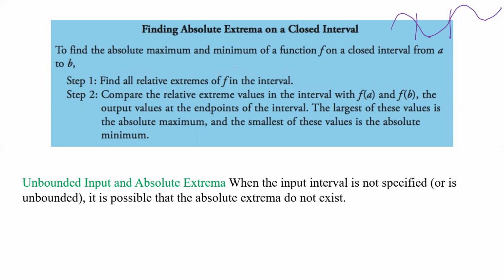So we're going to find all relative extrema of f in the interval. So, in the interval, we have this is a min, that's a max, that's a max. And then we're going to compare the relative extreme values in the interval with f of a and f of b, the output values of the endpoints. So we're going to look at all the endpoints and then any minima or maxima between those, and find out which one is the smallest and which one is the largest, and that's going to be the absolute minimum and the absolute maximum.